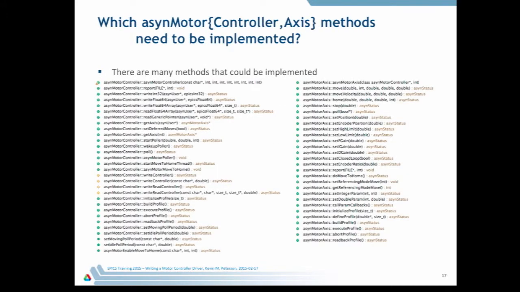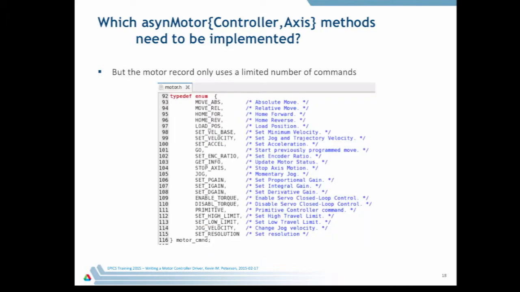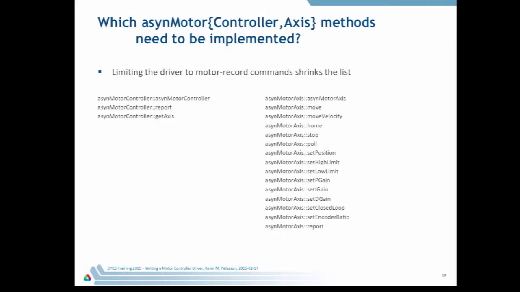So, you want to write a driver. Which of these do you need to implement? I don't know about you, but that's an overwhelming list for me. The motor record has a fixed number of commands that it sends to device support. So for a very basic asyn motor device driver, you really only need to implement things that the motor record can send. And so that shrinks the list of methods to a much more manageable number.